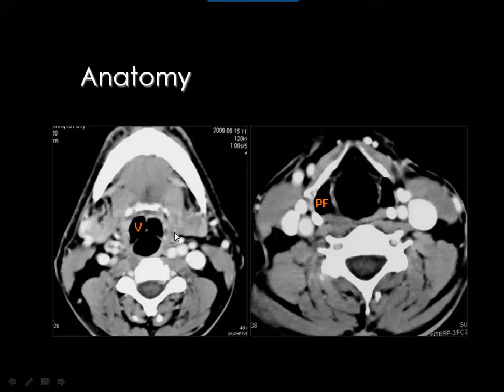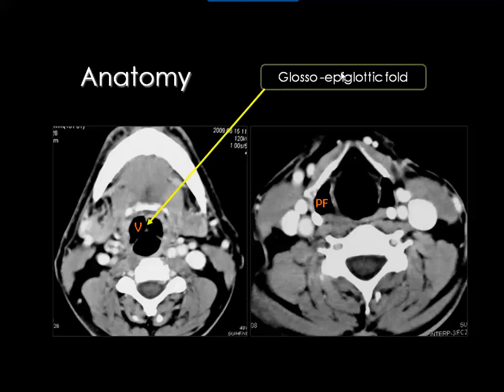Then looking at the anatomy by CT, which is exactly similar to the anatomy by MRI, in the early scans at the level of the hyoid bone, we can see the epiglottis, which is a curved structure within the air-filled laryngeal lumen, and this epiglottis is connected to the base of the tongue by this fold, which is known as the glossoepiglottic fold. And the fold separates the air anterior to the epiglottis into 2 spaces, which are known as the valleculae.